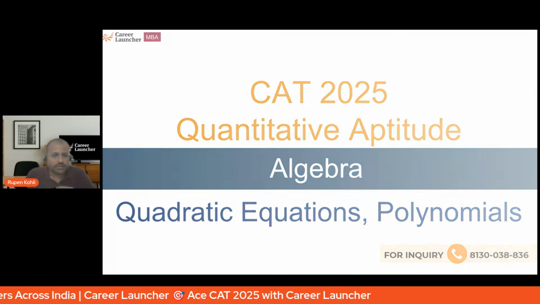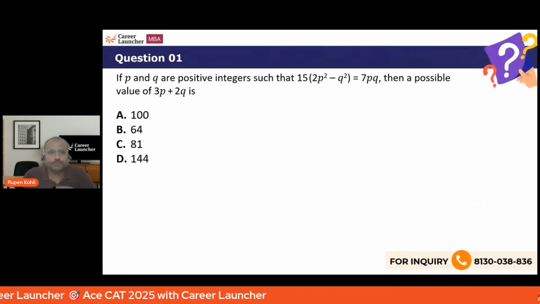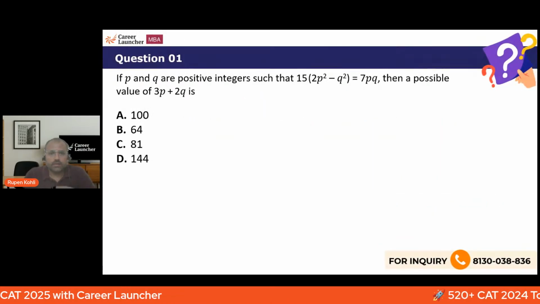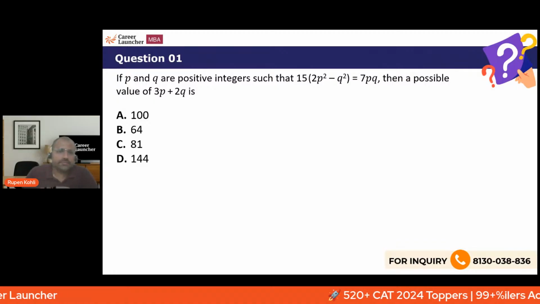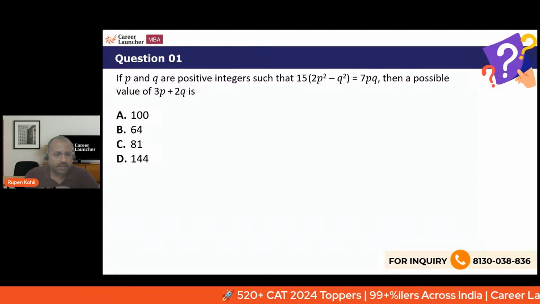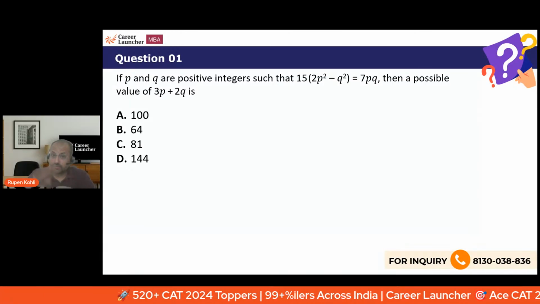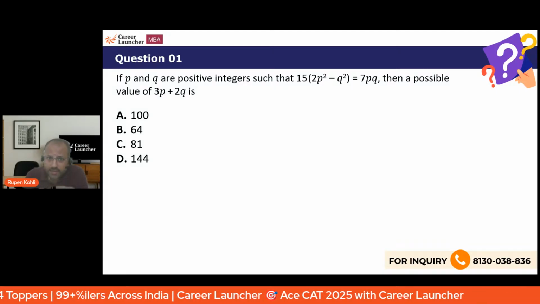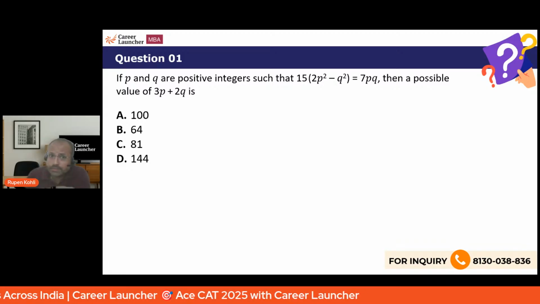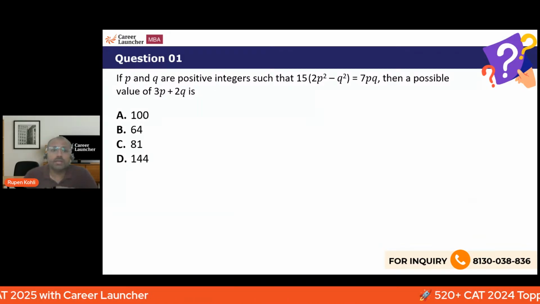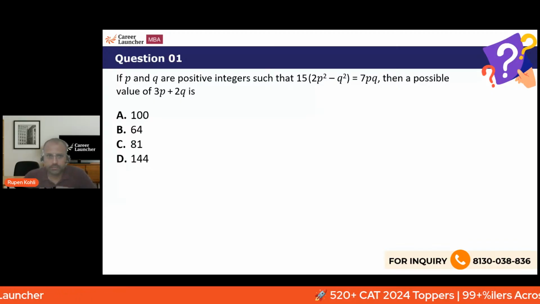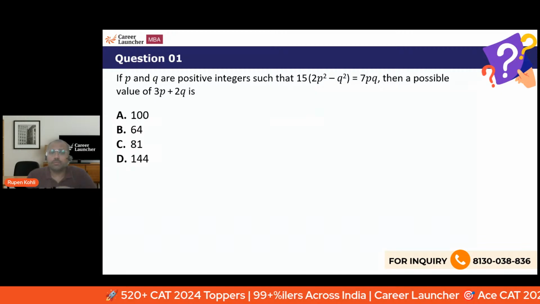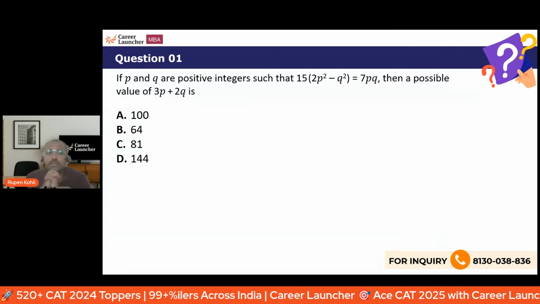First question in front of all of us. Here we go. If p and q are positive integers such that 15 into bracket 2p square minus q square is 7pq, so a quadratic kind of expression we have, but involving two variables p and q, not just one, then a possible value of 3p plus 2q is what from the options. So obviously there is nothing that we can solve without the options. Basically the question is asking of the possibility.